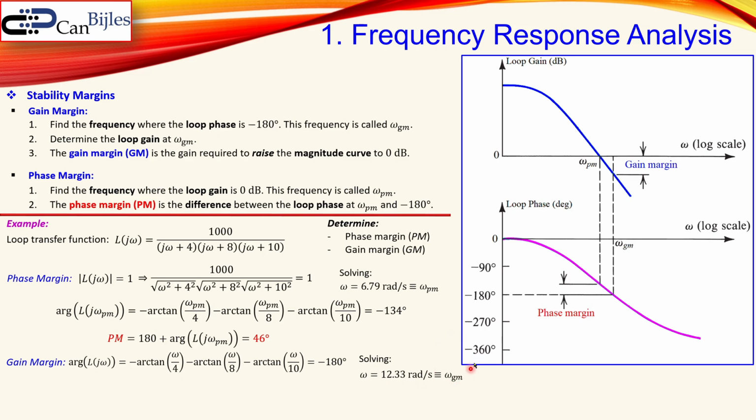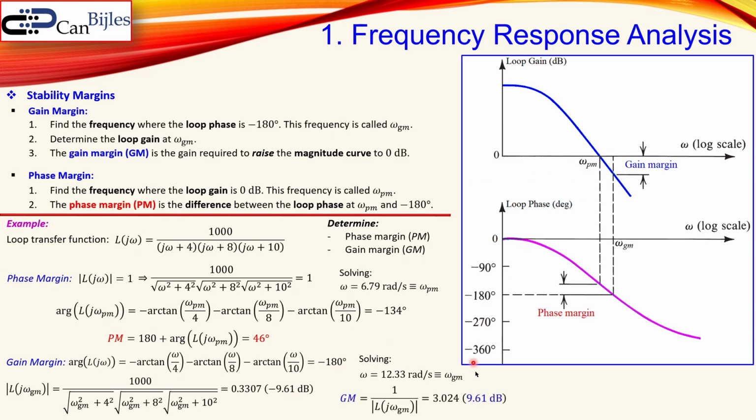Now we take this value and substitute that in the loop transfer function magnitude, and that will give you 0.3307, or in dBs minus 9.61 dB. And this is exactly what I meant in the beginning in a general discussion: this is now the minus 9.61 dB, so you can raise it by plus 9.61 dB in order to get the 0 dB line. So we have now a positive gain margin.